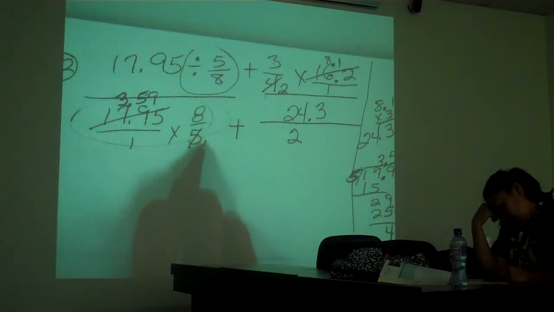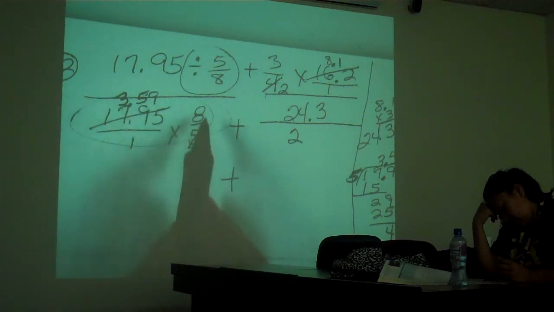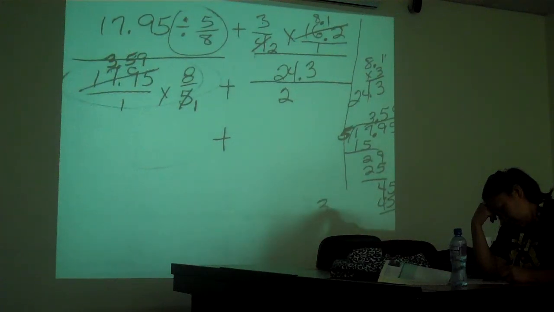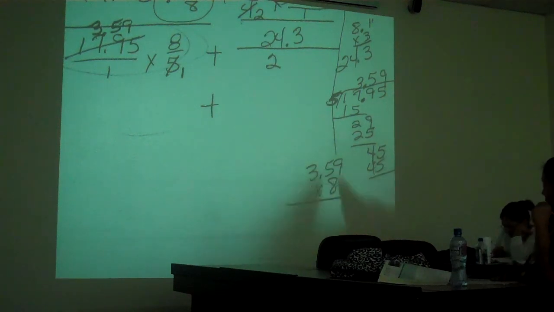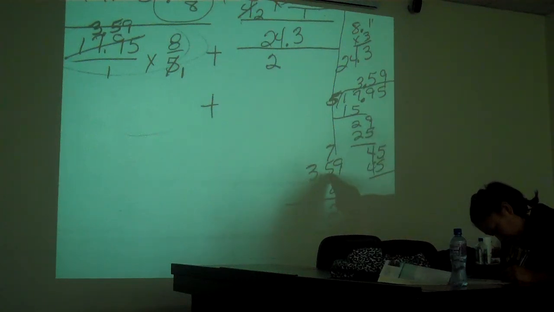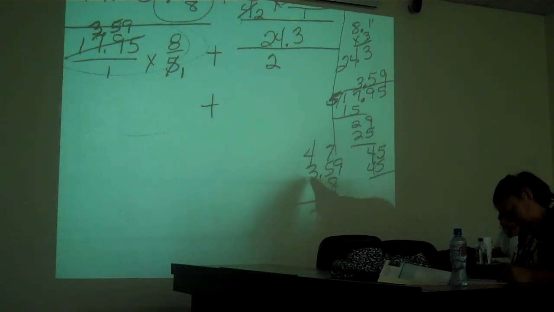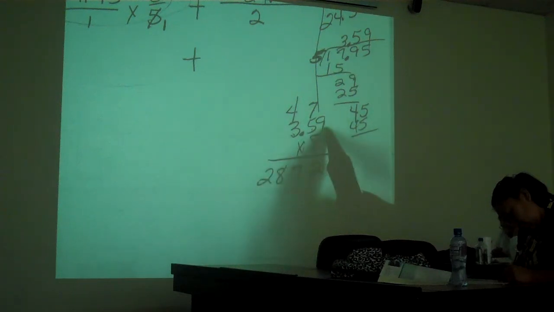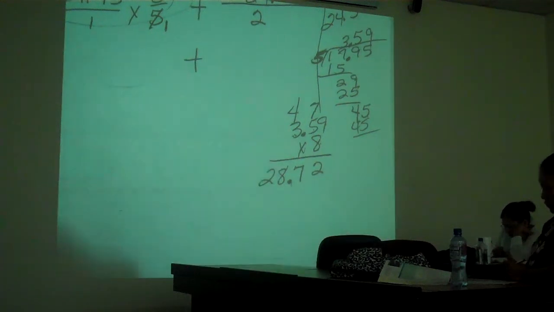With 1 on bottom, this will be a whole number now. Okay, so 23.59 times 8 will be our number, because that's over 1. So we have 23.59 times 8. 8 times 9 is 72. 8 times 5, 40 plus 7. 8 times 3, 24 plus 4 is 28. Our decimal is 2 back, so we'll bring it back twice. 188.72.